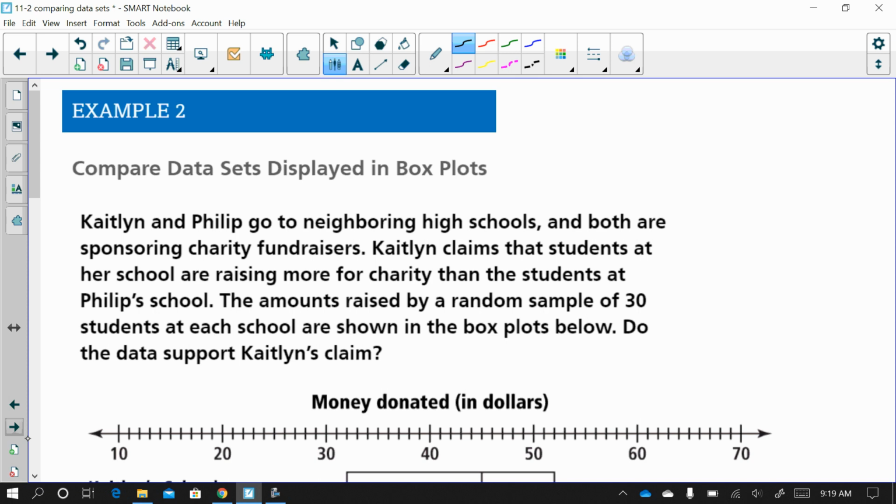All right, so let's move on to box plots, box and whiskers. Caitlin and Philip go to neighboring high schools, and both are sponsoring charity fundraisers. Caitlin claims that students at her school are raising more for charity than the students at Philip's school. The amounts raised by a random sample of 30 students at each school are shown in the box plots below. Do the data support Caitlin's claim?